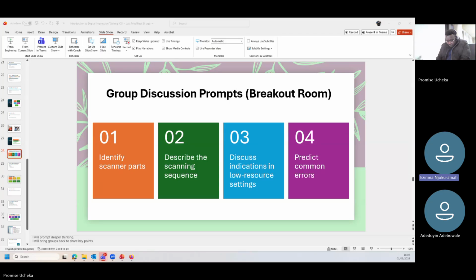And one other thing it does is that, unlike the normal physical impression that you take, there might be an error and you wouldn't know, the patient will go back home, and you wouldn't know that there is an error. You will have to come. Can you hear me? Yes, my dear. Yeah. Can you hear me? Sorry.